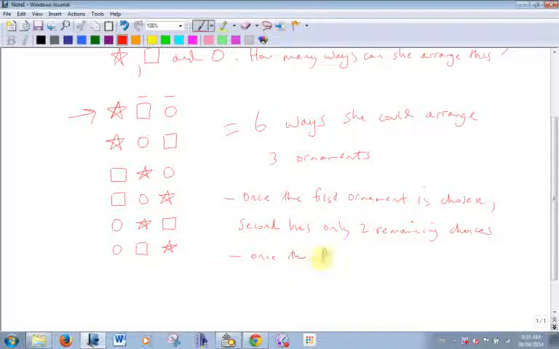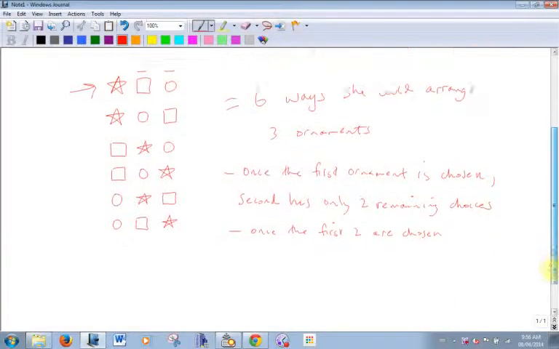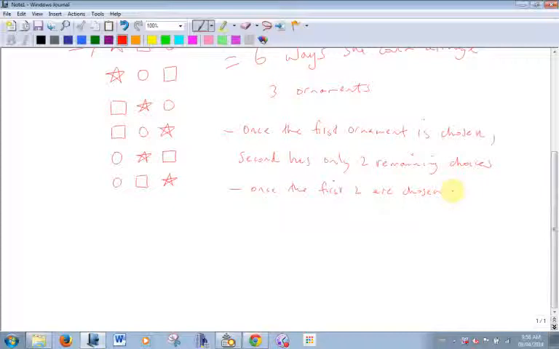And then, once the first 2 are chosen, or using wordage here, once the first 2 are arranged, the third has only 1 choice, right? There's only 1 spot left. This could be people. I have 3 people. How many different ways could they exit my room? Is that any different of a question? It's 6 ways. But once the first 2 people go out, well, the third guy, he's got to be third, right? That's the only choice. That's what I'm saying here.